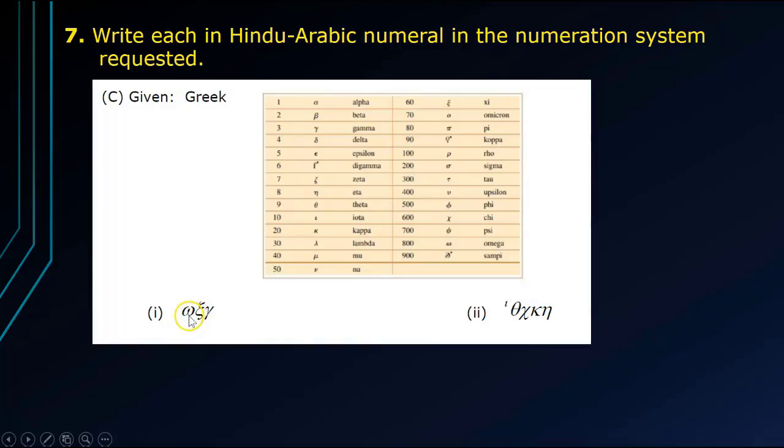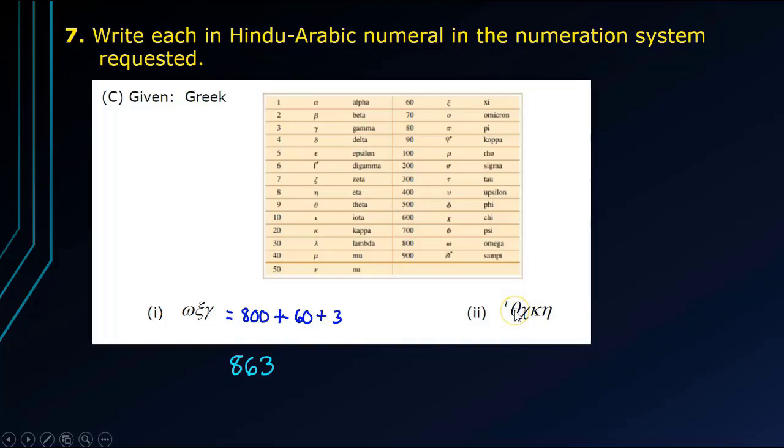This one here, again, I'm just going to add up the numbers. So I have omega, z, and this is gamma. So this is 800 plus 60 plus 3 based on the symbols you see in this table, which is 863.